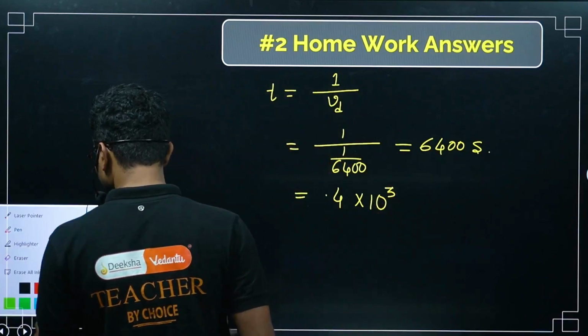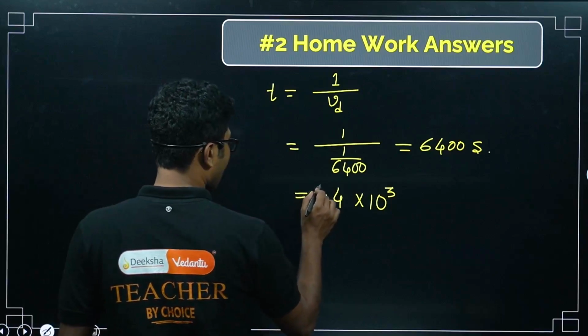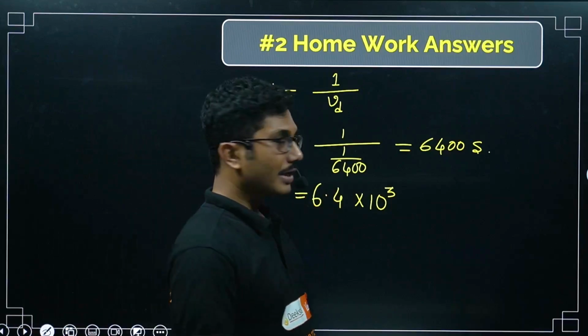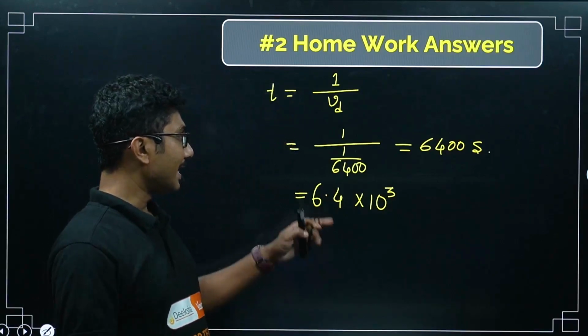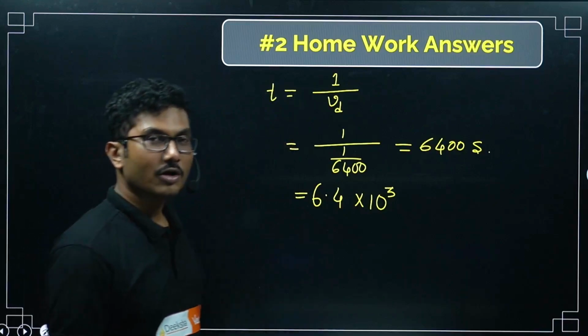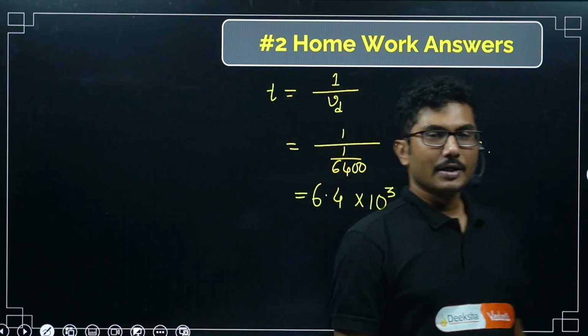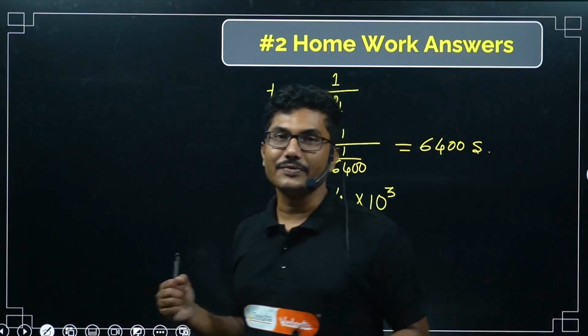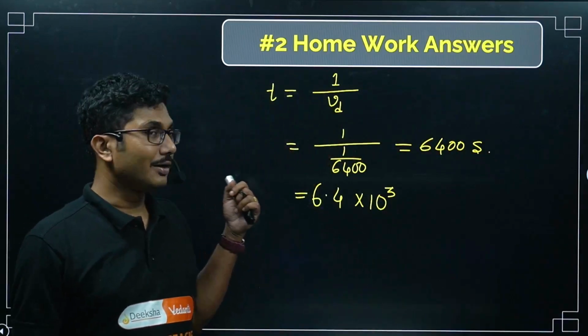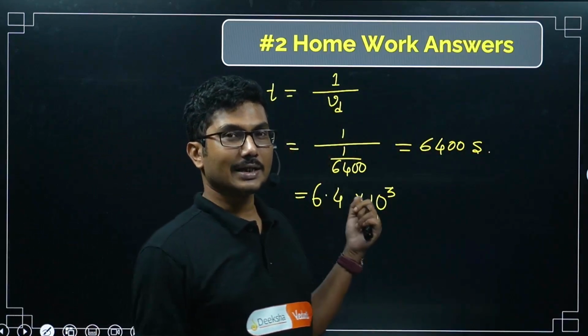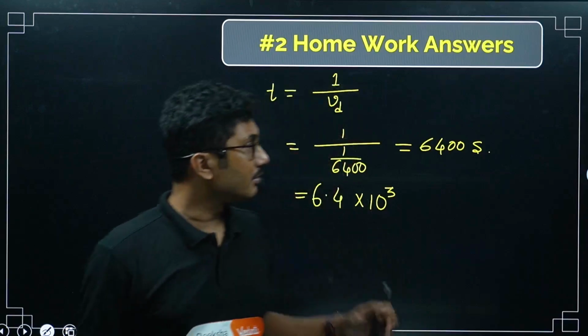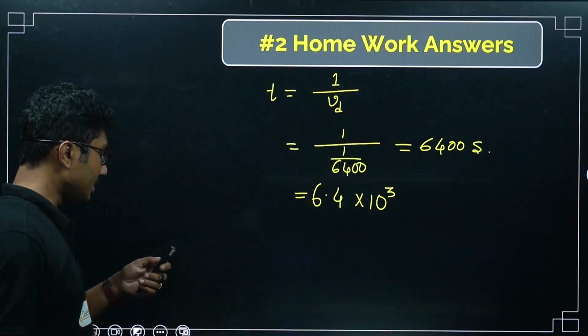So you can see that this is a very high value of time. Okay, so 6.4 × 10^3 seconds means it's a very high value. It's not a very small value, right? So the drift velocity is very, very low. This is an actual problem where you can understand that drift velocity is a very low value. This is also from one of your previous year questions.